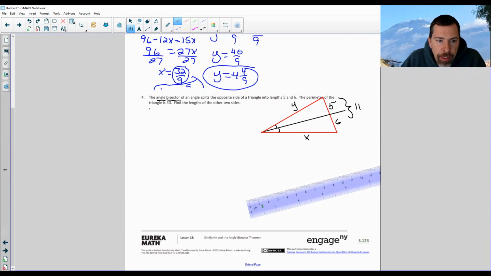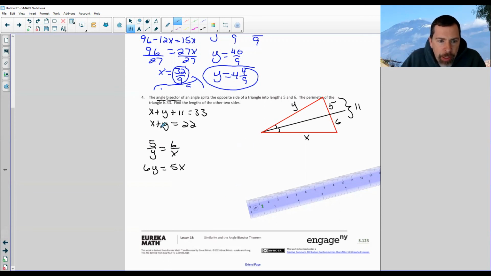So here's a triangle. The perimeter is 33. In other words, x plus y plus 11 equals 33. That's what we're given. The three sides add up to 33. So I know that x plus y equals 22. And we also have this setup. We can say 5 over y equals 6 over x. 6y equals 5x. Cross multiplying.